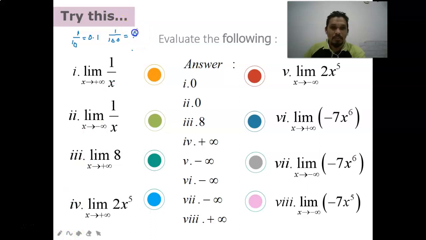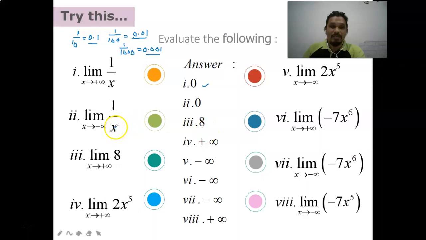1 over 100 is 0.01. Then 1 over 1000 is equal to 0.001. So the values 0.1, 0.01 and 0.001 are approaching 0, right? It's not exactly 0, but it's approaching 0. So we just assume that the limit of 1 over x squared, or 1 over x, when x approaches positive infinity, equals 0. It's not exact, but very, very close to 0, right?